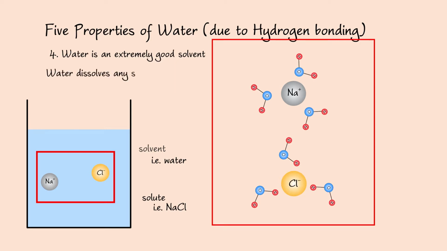Water dissolves any solute that is either polar or electrically charged. Given that there are so many polar and electrically charged substances in nature, water is capable of dissolving a wide variety of substances. This makes water a good solvent.